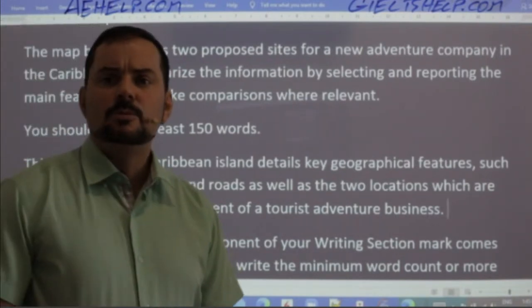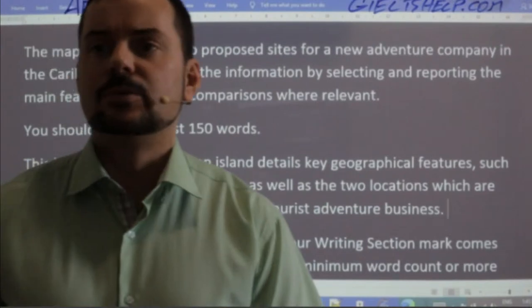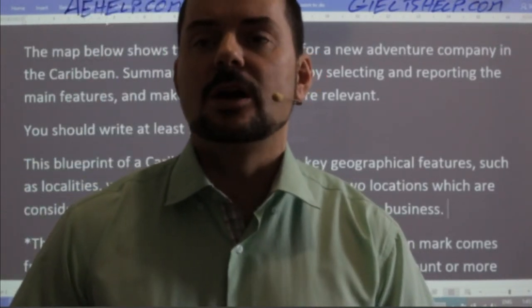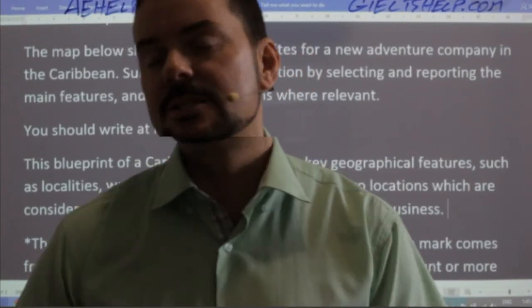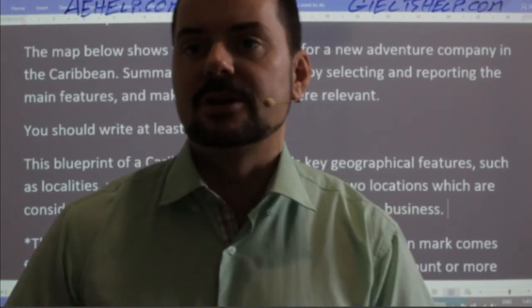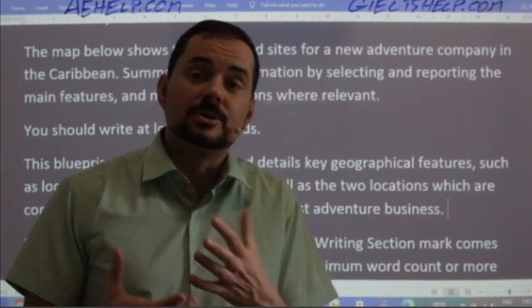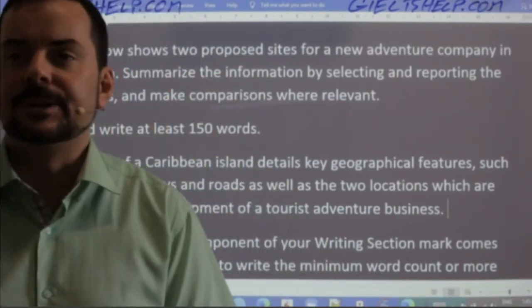Rashika says, the blueprint illustrates two recommended regions, S1 and S2, for a new adventure association on this Caribbean island. State is a little bit different, I think, Rashika, but it's not bad. Okay. It's acceptable. I would stick with island here.